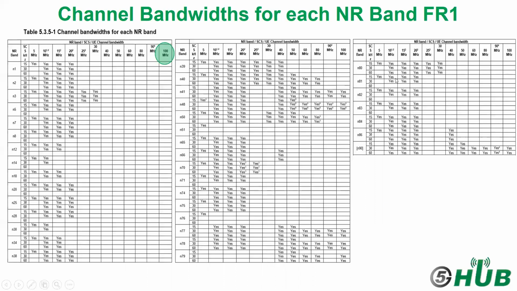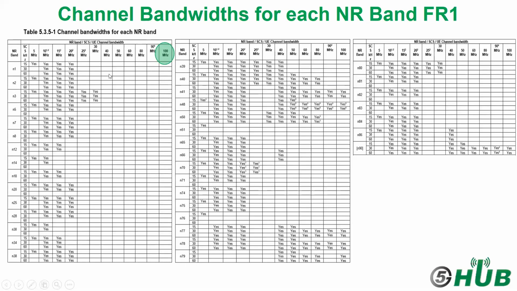So here for the channel bandwidth for each new radio frequency range FR1, we have a different numbering from N1 up to N90, and each one of them has the supported channel spacing. For example, N1 will support 15, 30, 60, N2 like N1, and for example, N78 or 3.5 gigahertz will support also 15, 30, and 60. Okay, this is frequency range 1.